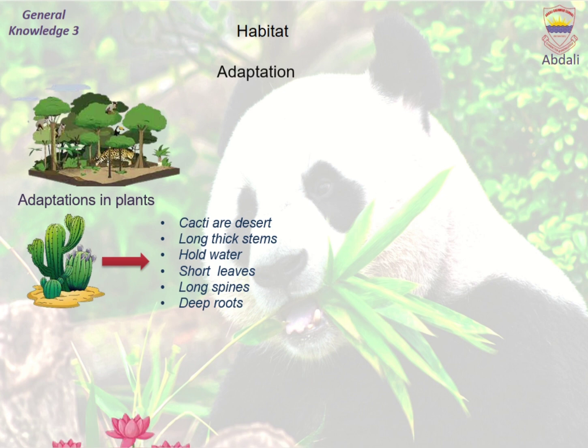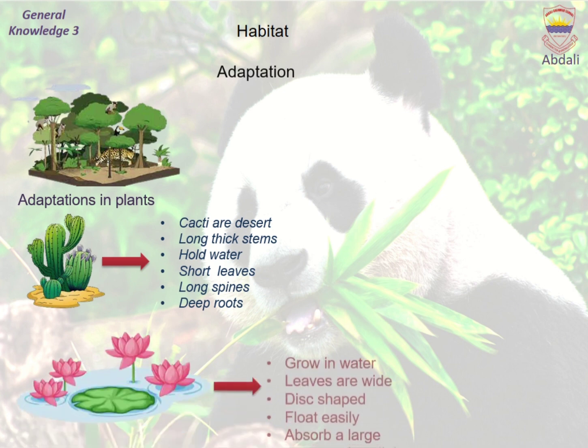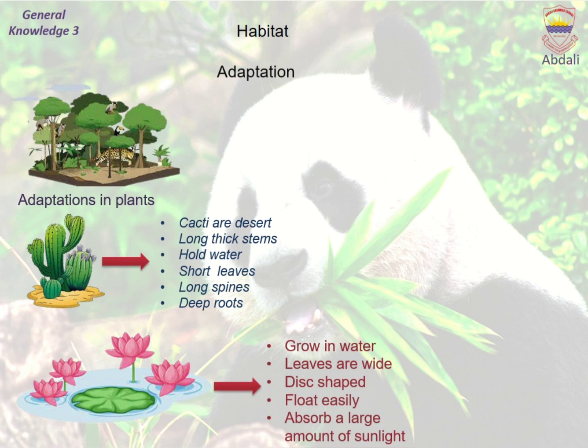Lotus plants. This plant grows in water. Its leaves are wide and disc-shaped. They float easily on water. They absorb a large amount of sunlight. Lotus flowers bloom white, pink, and yellow. These beautiful flowers attract insects and birds.